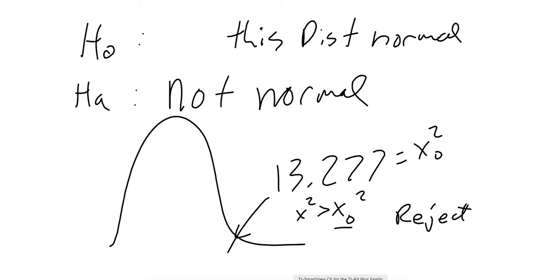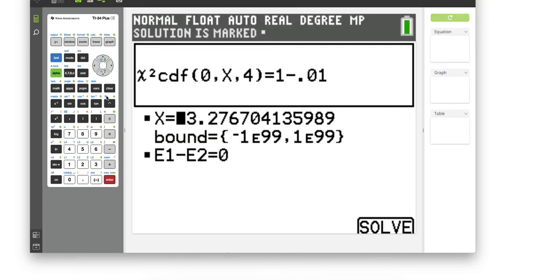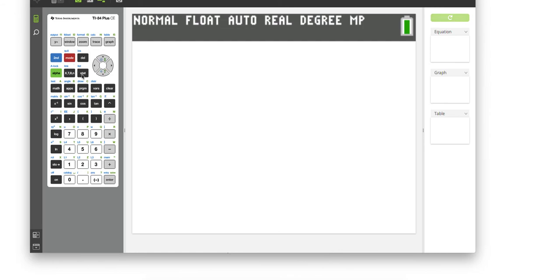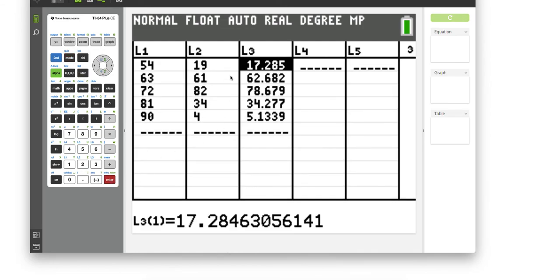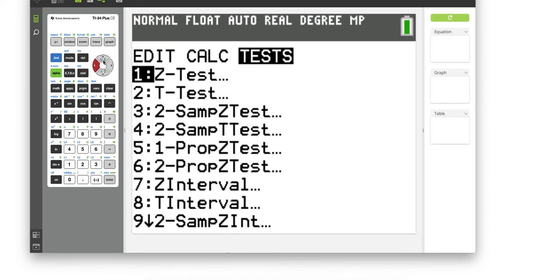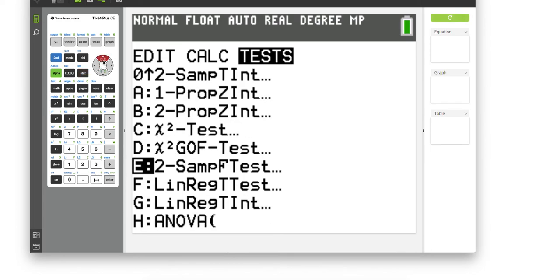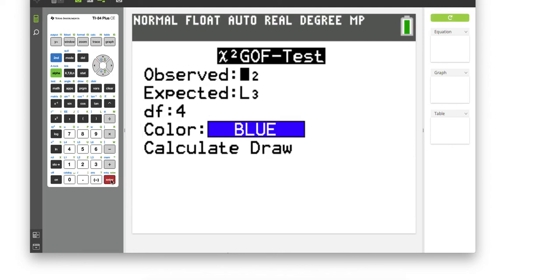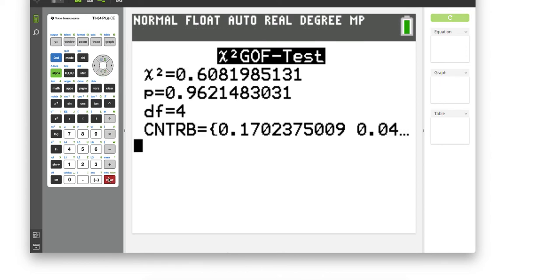So we'd go to, where did we have this saved? I got to check this real quick. So L2 is our observed, L3 is our expected. So we want to go to stat, tests, goodness of fit test. Okay, L2 is our observed, L3 is our expected, and we have a degrees of freedom of 4. Go down to calculate.